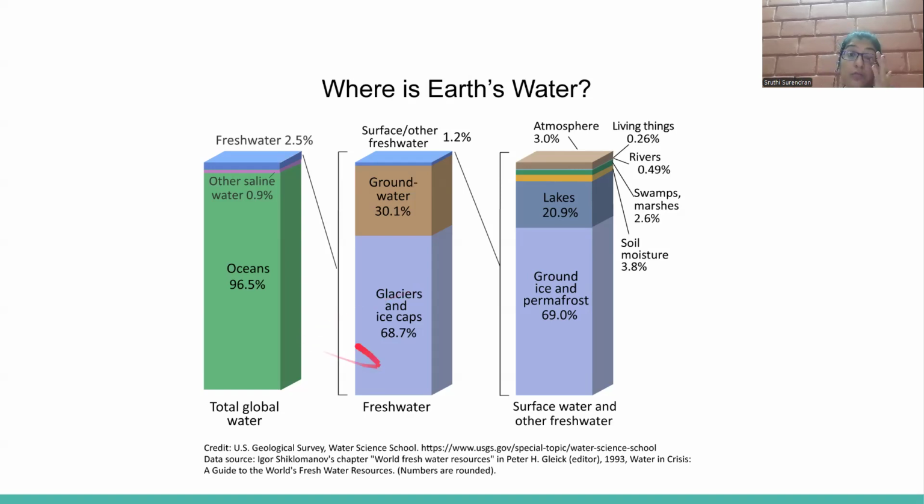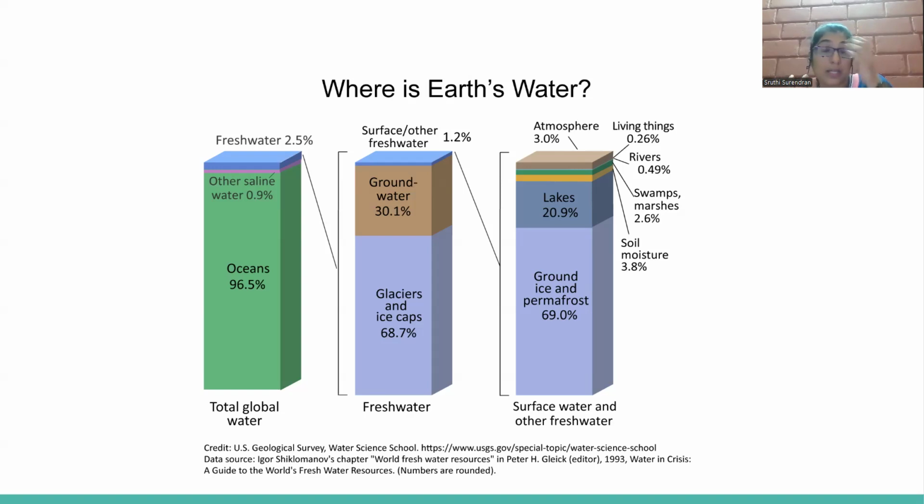Even in salt water, water that you find in the oceans is 96.5%. 0.9% is other saline sources like salt lakes. And fresh water is only 2.5 percent of the entire water we have. Only 2.5 percent of water is available as fresh water, and that is the amount of water that we are using and exploiting. In that 2.5 percent, the majority is contributed by glaciers and ice caps.